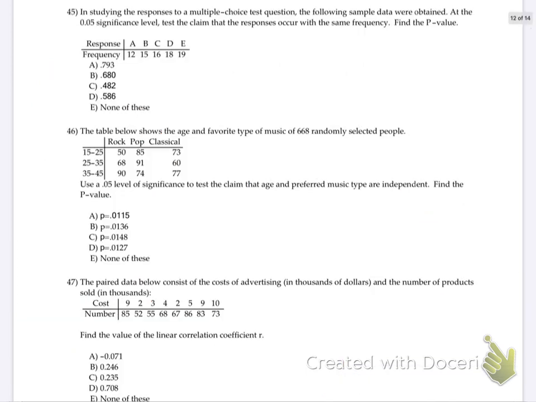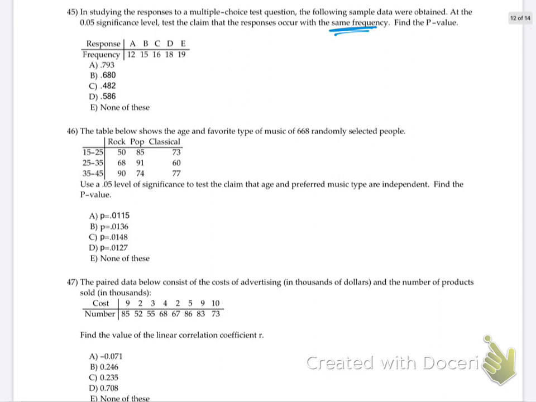45. In studying the responses to a multiple choice test question, the following sample data were obtained. At the .05 significance level, test the claim that the responses occur with the same frequency. So what's the key word there? Same frequency. Did you hear me emphasize it? They're basically saying, are those all the same? Are they coming out the same, or close to the same?